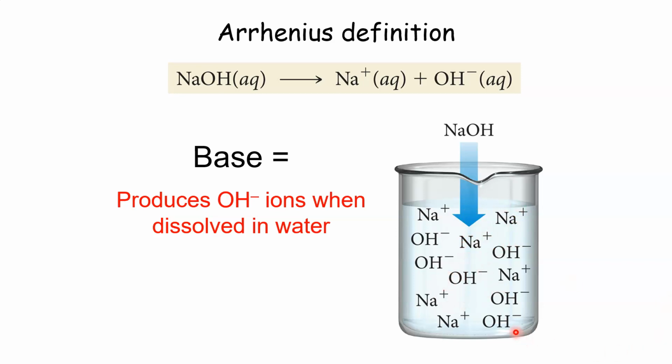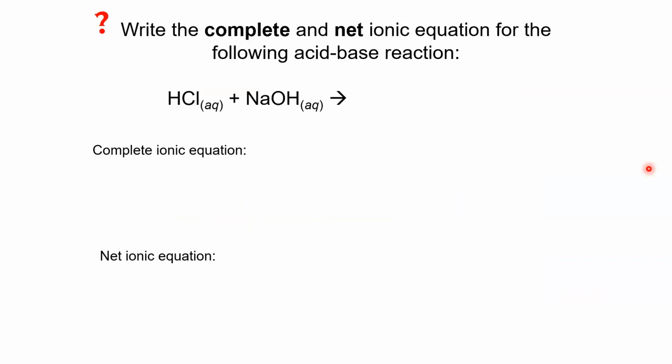The hydroxide ion does not stick to water in the same way that the protons do. So if you could shrink yourself down and see this, you would actually see an OH minus, the negatively charged hydroxide anion in the water. So let's write out the complete and net ionic equations for the following acid-base reaction. This might be old information for you if it's been a while, so we'll talk through it pretty slowly.